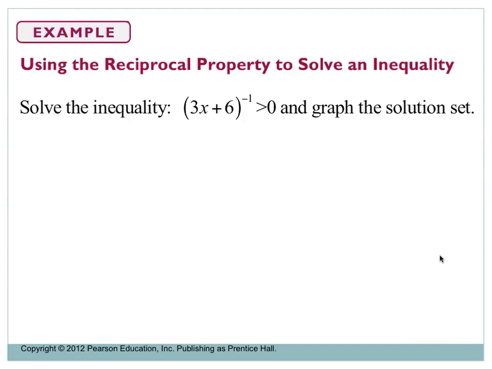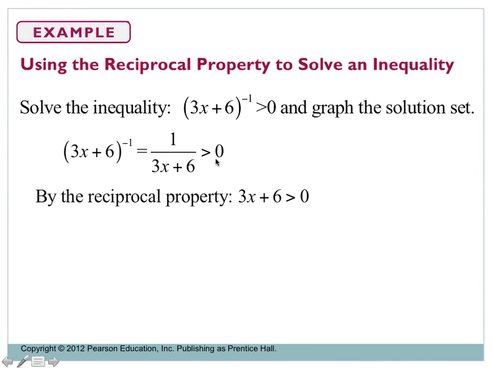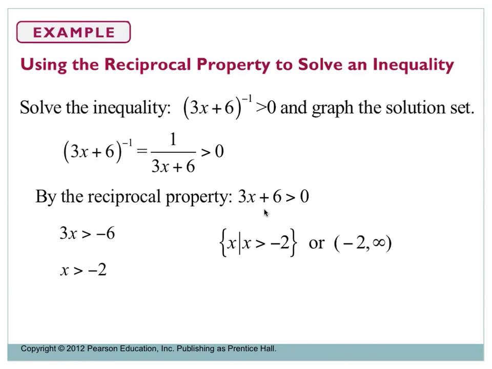You can also use the reciprocal property to solve an inequality. So if you have this inequality here, where you have 1 over (3x plus 6) is greater than 0, what you can do is just ignore the fraction part, flip it around, and just say that 3x plus 6 is greater than 0. You guys all know how to solve that. You get x is greater than -2, which you can write in interval notation from -2 to infinity. And if you're shading, you start at -2 with a parenthesis, and then you shade to the right.